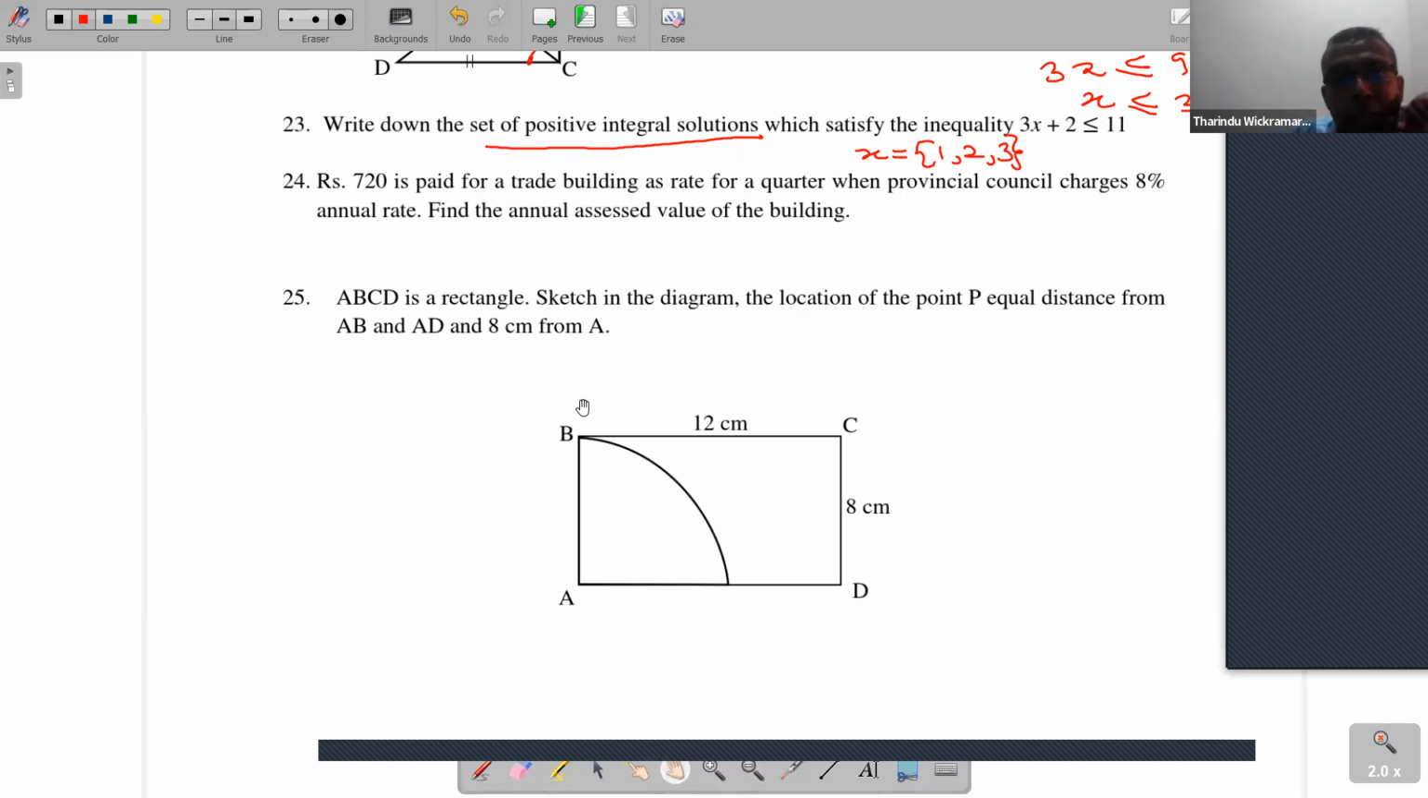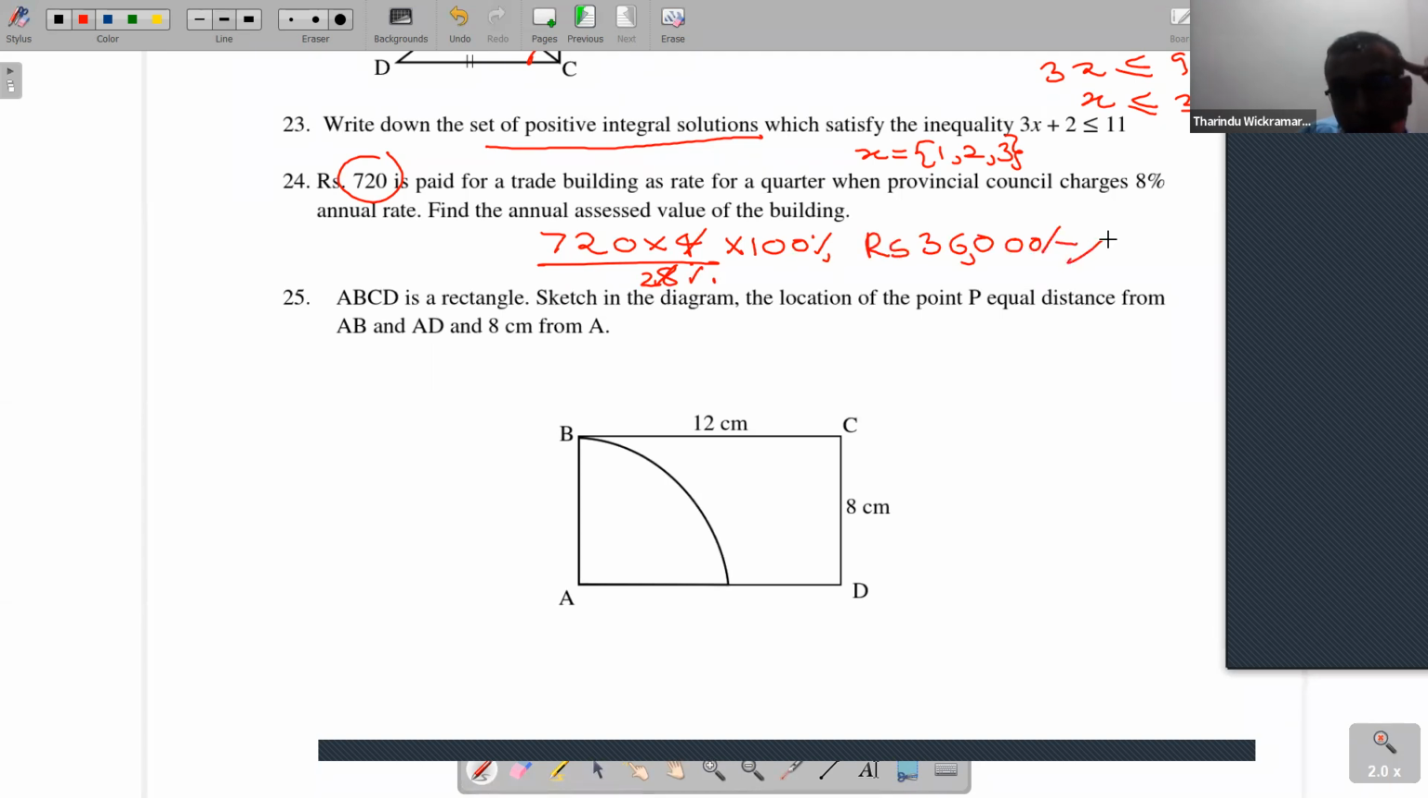Rupees 720 is paid for a trade building as rates for a quarter. When the provincial council charges an 8% annual rate, find the annual assessed value. So this is for a quarter. For a year, there are 4 quarters. So this is how many percent? 8%. So 100% is the assessed value. 4 times 2, then 360. 360, another 2 zeros are there. Rupees 36,000. So you can try question number 25.